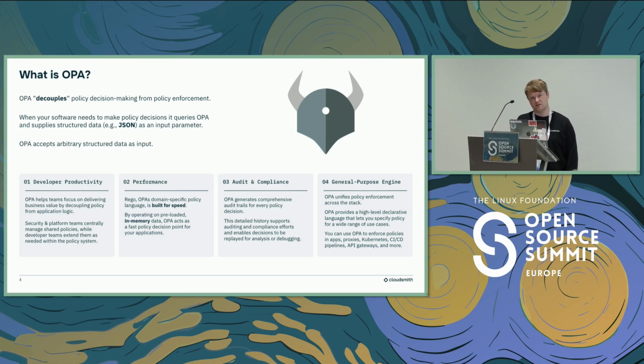As I say, it's a general purpose engine, so whether you're using it in proxies, Kubernetes, CI/CD pipelines, like we're going to talk about in this example with Cloudsmith, or in other places, OPA is great for that. It's also highly performant, which is a scenario we need to touch on in a while. Again, it works preloaded and runs in memory, and that's fantastic.